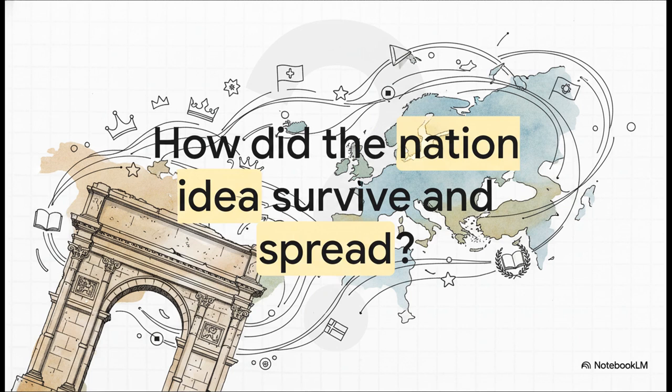But before we wrap up this explainer, I want to leave you with a final thought to really ponder. If Napoleon's empire eventually collapsed and the old conservative kings immediately tried to take all their thrones back, how in the world did this incredibly powerful idea of the nation actually manage to survive and continue spreading across the rest of Europe? Keep that question rolling around in your mind as you review your notes today.